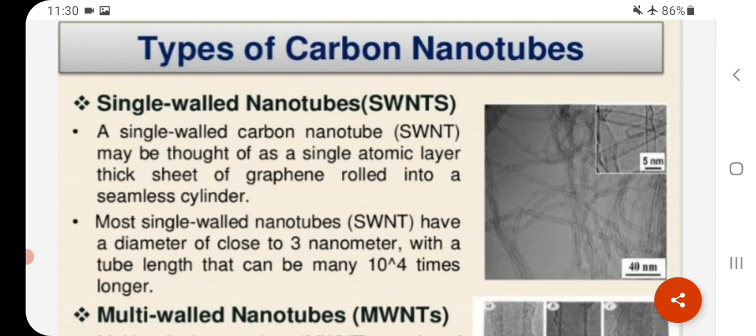Most single wall nanotubes have a diameter of close to 3 nanometers with a tube length that can be many 10 times longer. These are zigzag, armchair and helical carbon nanotubes.